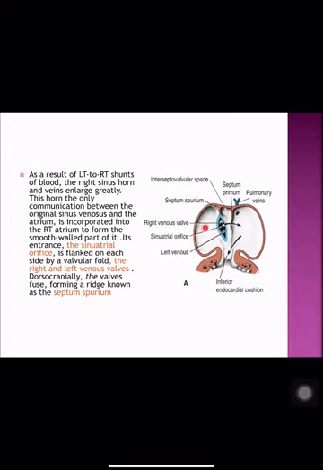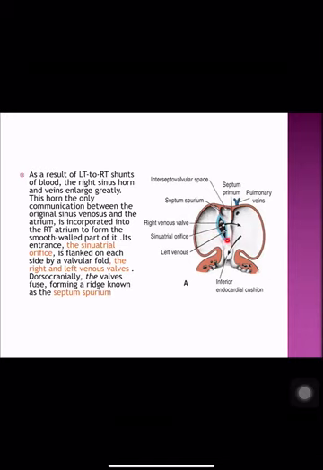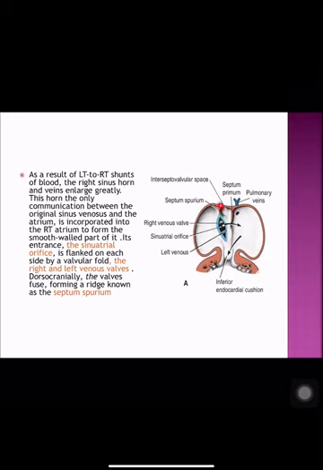So it will be incorporated into the wall of the right atrium to form a smooth walled part. And its entrance into the atrium, called the sinoatrial orifice, is flanked from both sides by the venous valves, which are fused at the superior part, forming the septum spurium.